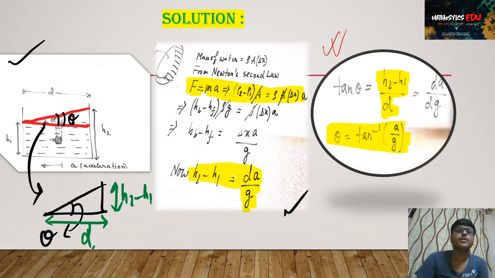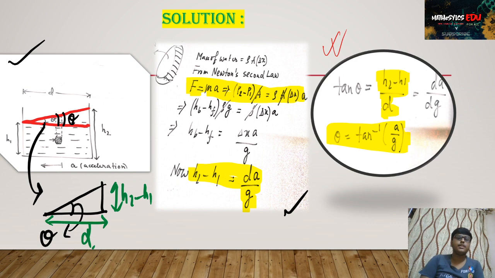Then hb minus hf, simple algebra, is delta x a by g. Now h2 minus h1 is dA by g. I am replacing hb by h2, that is the right hand side, and hf by h1. I can do it because this is true for any particular point or along any particular ordinate. Because I have taken hb and hf arbitrarily, I replace them by h2 minus h1 so that I can apply the given parameter, that is d. Delta x then becomes d, the entire length of the container. So h2 minus h1 is equal to dA by g.